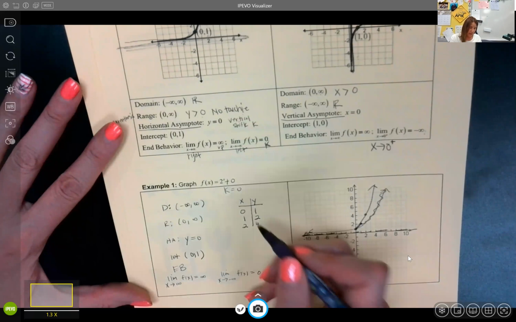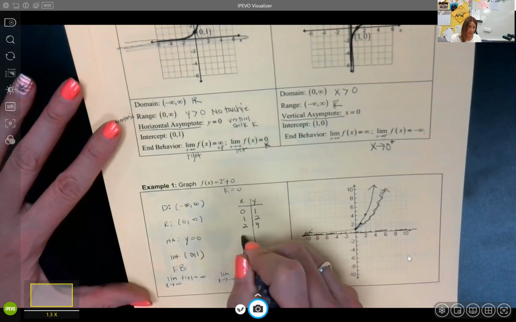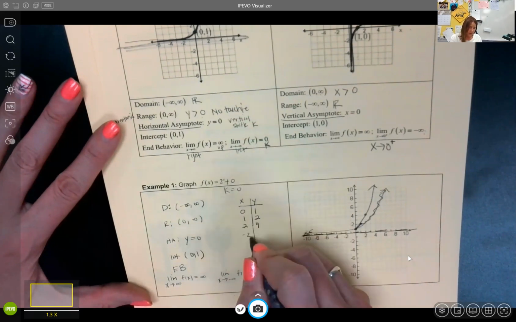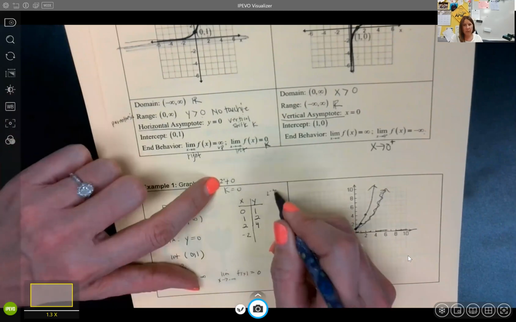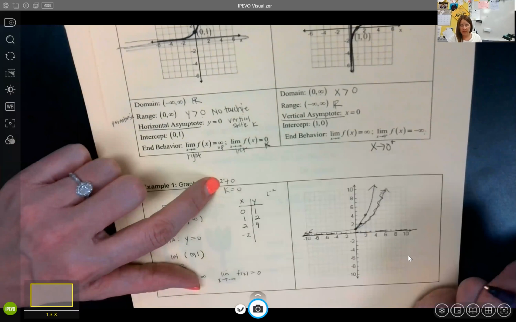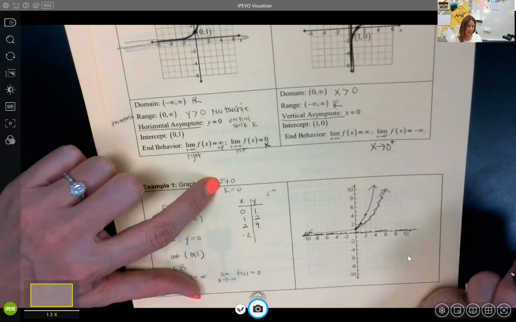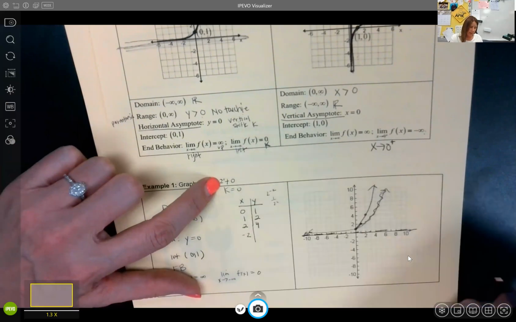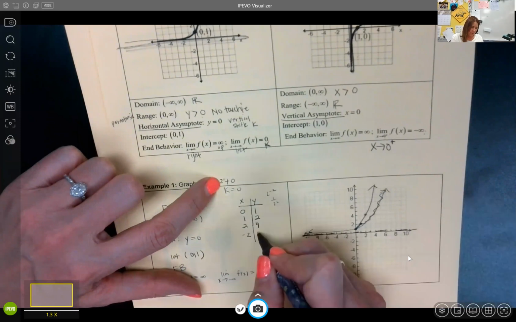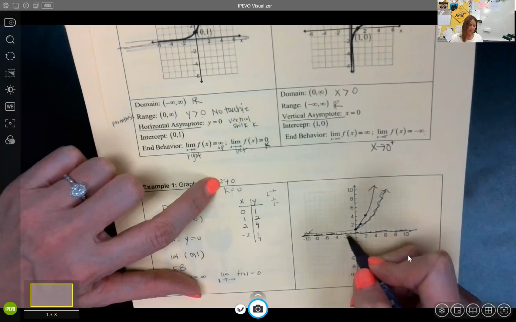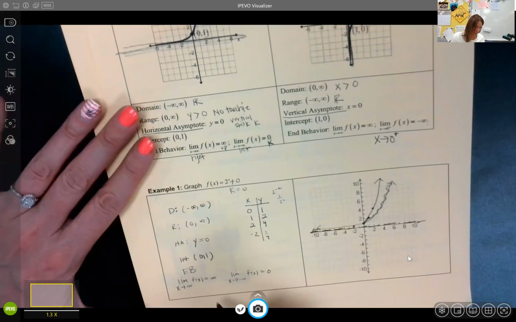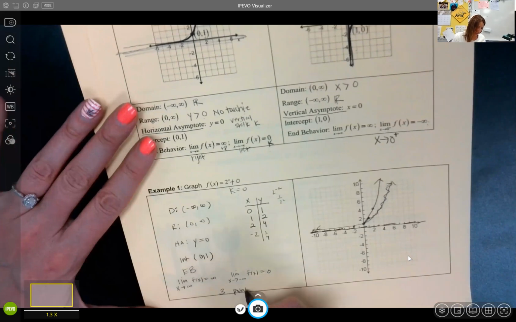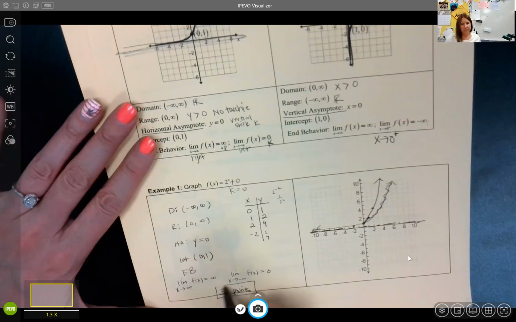Now just so you can see it, if I put a -2 in here, then I would have 2 to the -2 power. And hopefully you remember, if you have a negative power, it turns into a fraction, 1 over. So this would be 1/4, which makes sense, where it's right here, super low. Okay. So when you graph these, you do need to have 3 points on the graph. Okay.